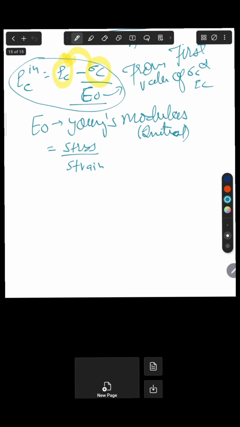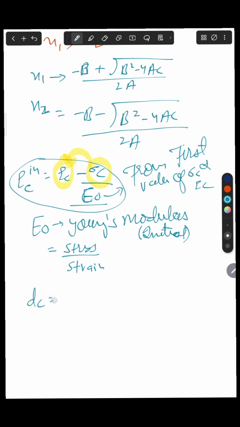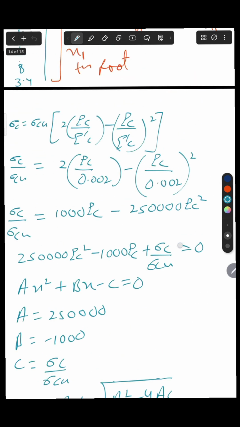Now it's time to define the damage parameter. The formula for damage parameter DC is 1 minus sigma c by sigma cu, and for every sigma c value we get a DC value, and sigma cu is our ultimate strength.